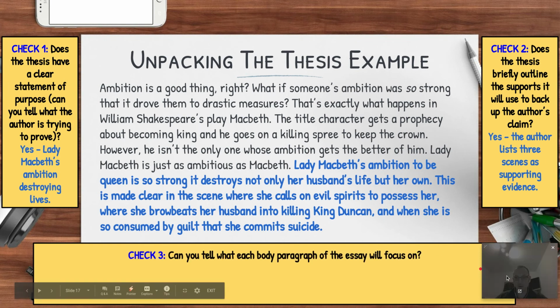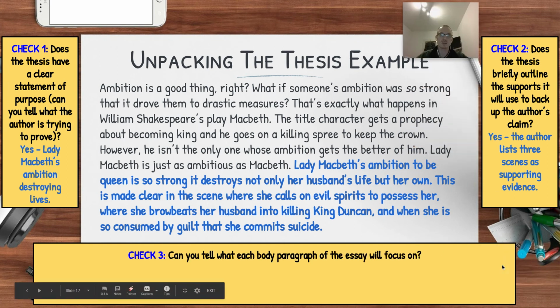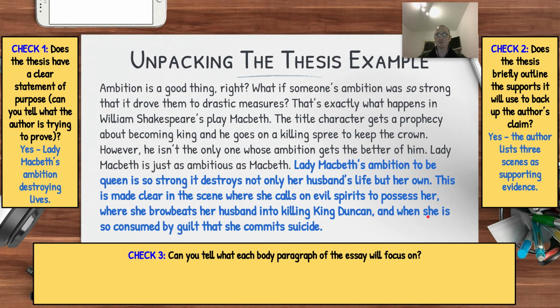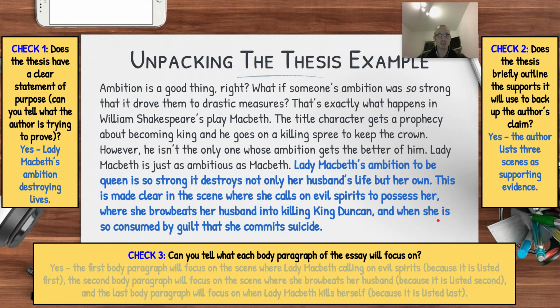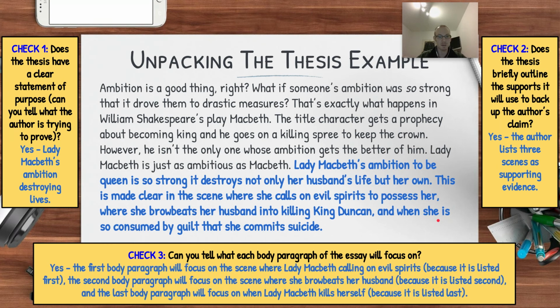And then check number 3. Can you tell what each body paragraph of the essay will focus on? The answer is yes. The first body paragraph will focus on the scene where Lady Macbeth calls on evil spirits. And I know that because it's the first thing listed here.